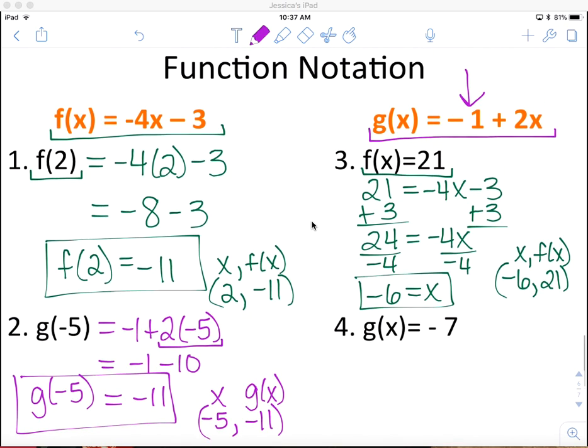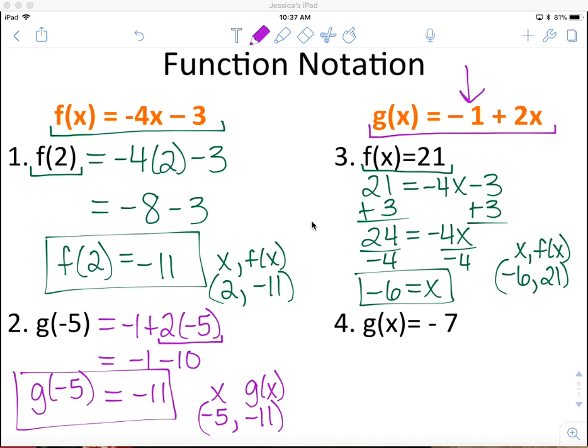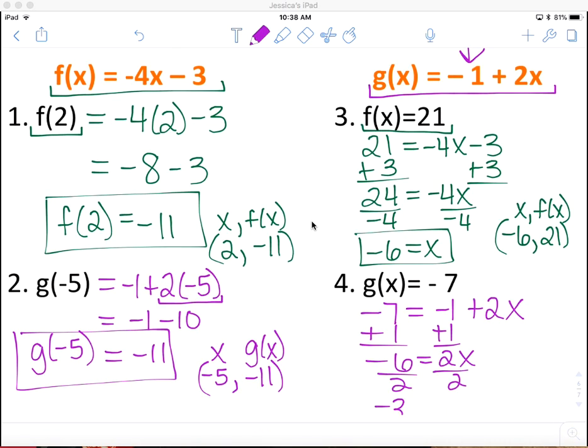And then finally for number 4, it says g of x equals -7. I'm going to replace g of x with -7. And then I'm going to solve for x. This time I was given my output. I'm looking for my input. So to get x by itself, I'm going to add 1 to the other side. And then I'm going to divide by 2 to get -3 for x. If I wanted to write this as a coordinate, when x is -3, my output, or y, is -7.